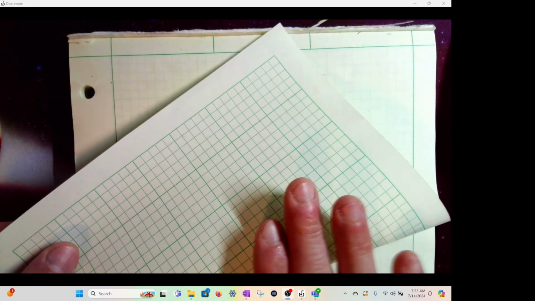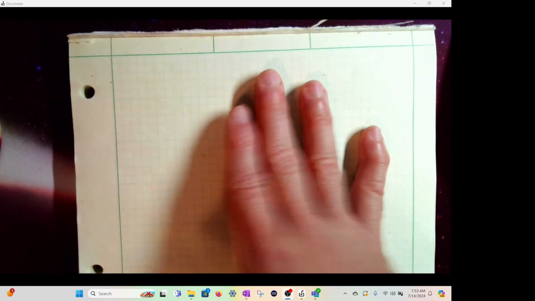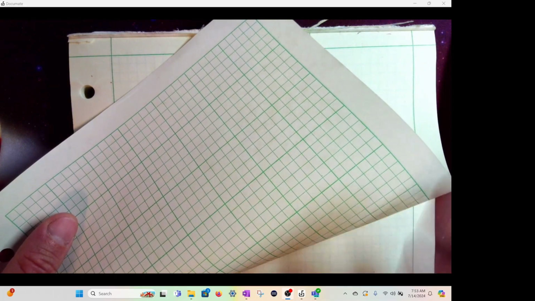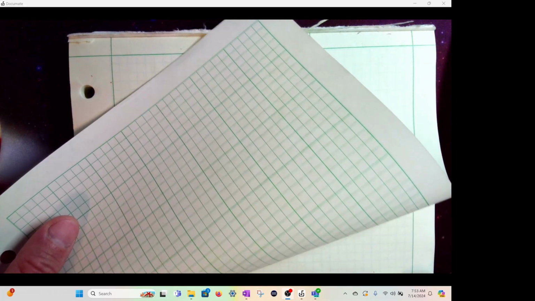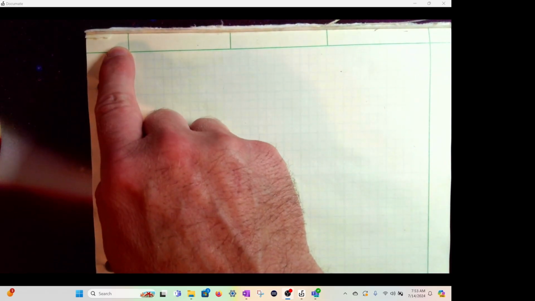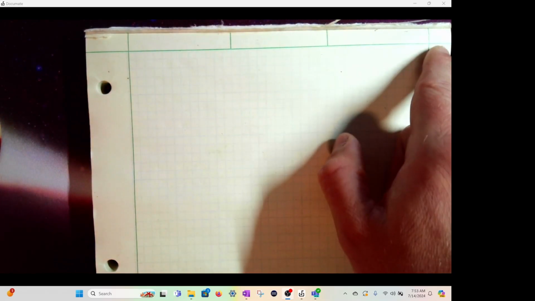This side is dark. You write on this page. Don't write on this, it's too dark. We can't see very well with that. So write on this side. And you will notice these boxes up here. These are important.